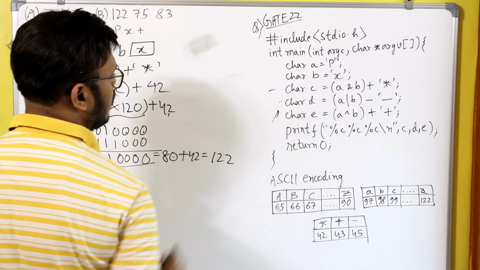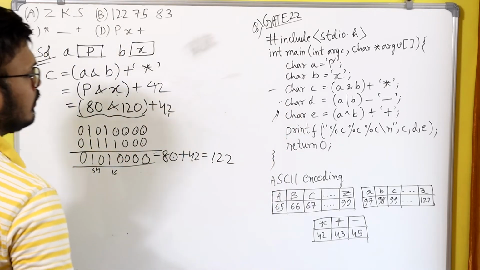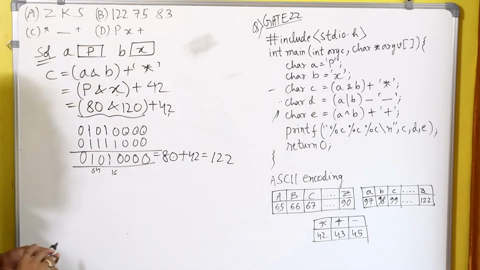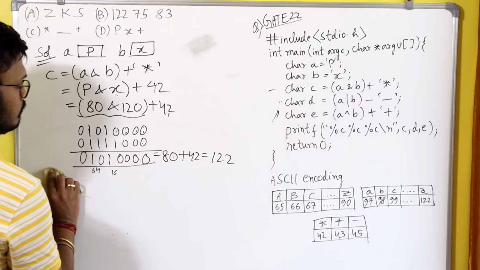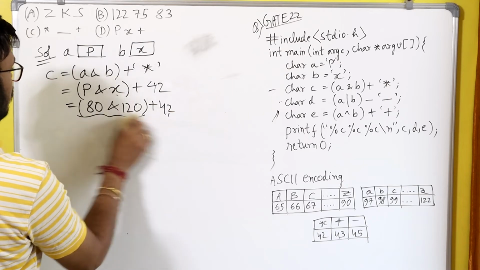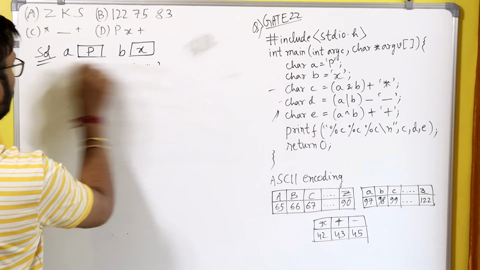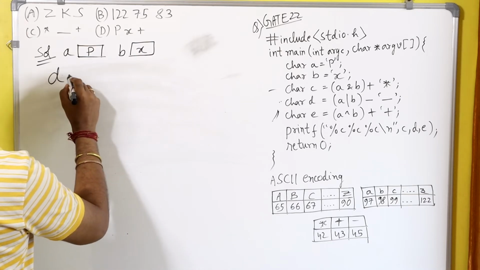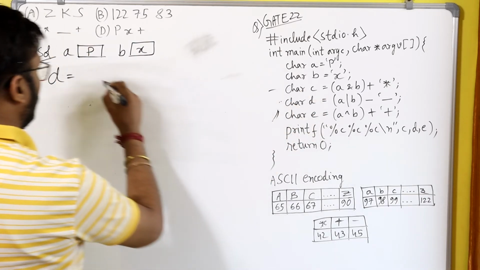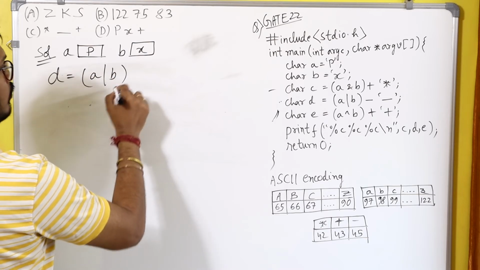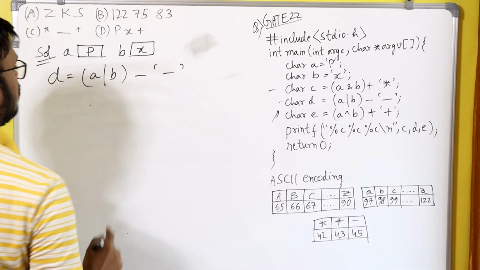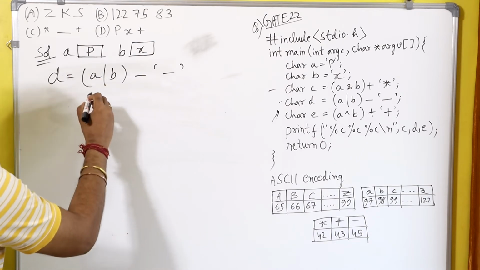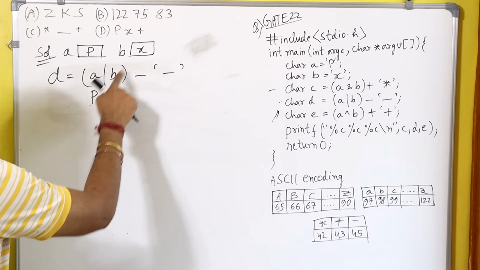Now just come to this part. Let's solve the character. What is the value held by char D? Fine. So now I am rubbing this out due to lack of space. Okay. Fine. So D is equal to A, then logical OR B. Okay. Then minus. So what is the value of A? P. Okay. What is the value of B? X.